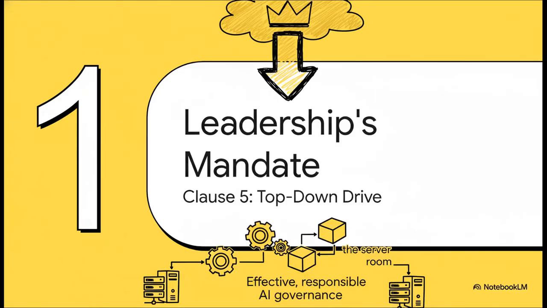So we're kicking things off with Clause 5 of the standard. And trust me, it's no accident that leadership comes right after setting the context. The standard is making it incredibly clear: effective, responsible AI governance doesn't just bubble up from the server room. No way. It has to be driven from the very top of the organization.